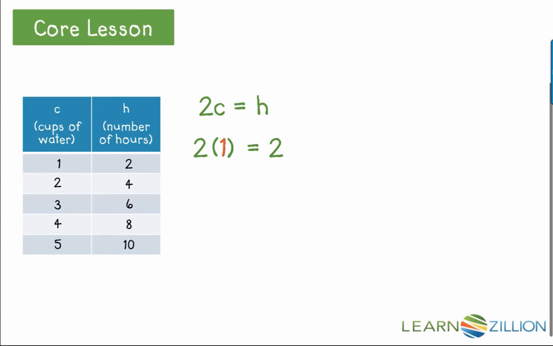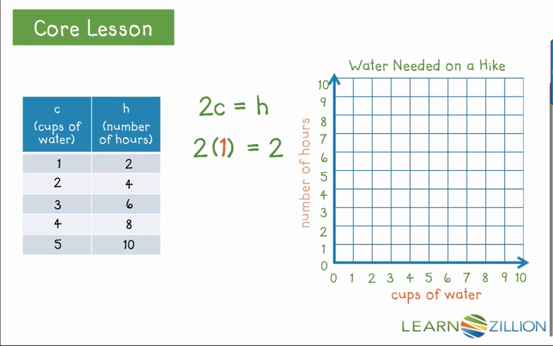Another representation we can use to see the relationship between the two variables is a graph of this scenario. The cups of water are on the horizontal, or x-axis, and the number of hours they hike on the vertical, or y-axis. This graph shows the same relationship between both variables.